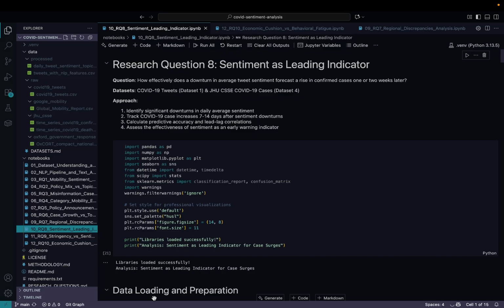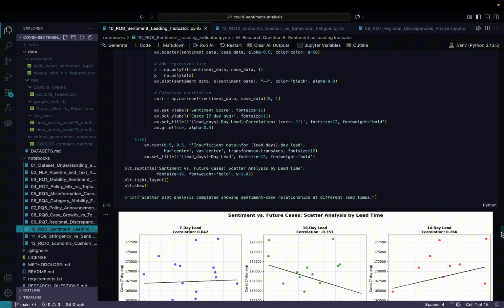First, we identify the significant downturns in the daily average sentiment, and then track the COVID-19 cases between the first week and the second week, that is, 7 to 14 days after the sentiment downturns. Then we calculate the predictive accuracy and lead-lag correlations to visualize. After that, we assess the effectiveness of sentiment as an early warning indicator. So after processing and the calculations, we'll be visualizing. I'll move into the visualization now.